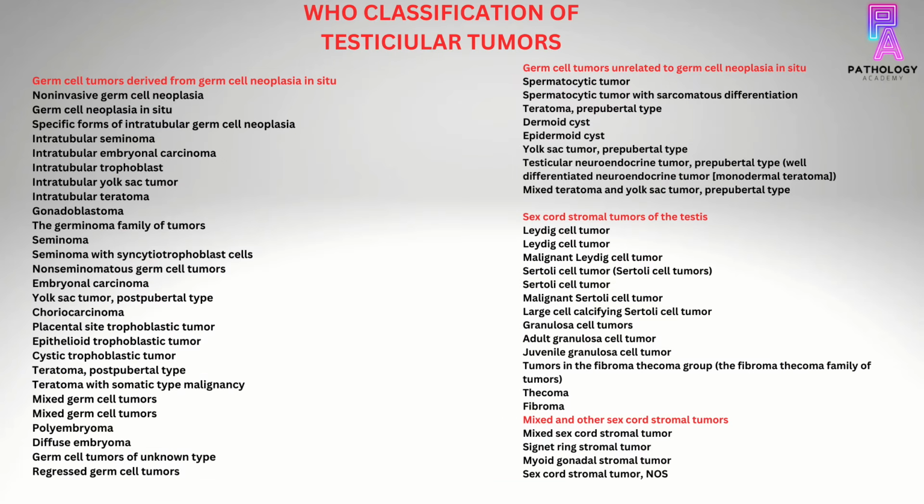These Leydig cells are seen in clusters between the seminiferous tubules, and these cells produce testosterone in response to luteinizing hormone. The WHO has classified testicular tumors in four broad categories: germ cell tumors derived from germ cell neoplasia in situ, germ cell tumors unrelated to germ cell neoplasia in situ, sex cord stromal tumors of the testis, and mixed and other sex cord stromal tumors.